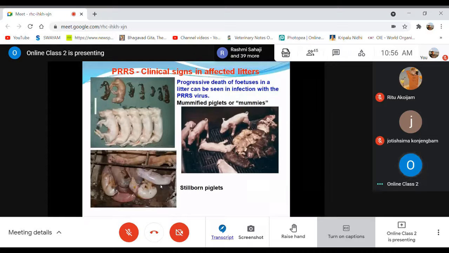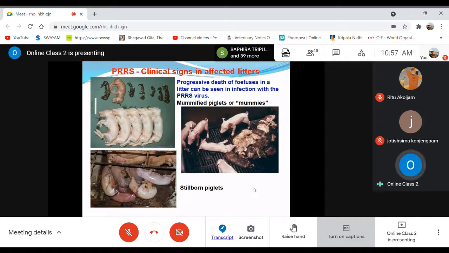That means anasarca, right? Generalized edema, giving a glassy, glass-like appearance. Okay, so this is more prominent and more common in the case of PRRS. So that is not much there in the case of CSF. So these are some of the differentiating points, so far as clinical signs and lesions are concerned, right?